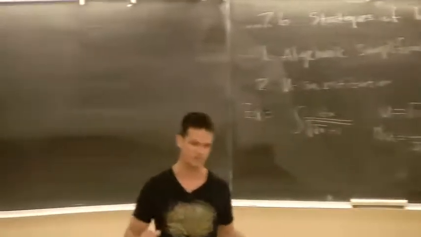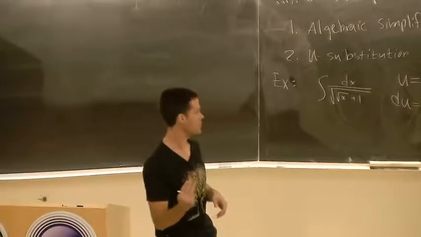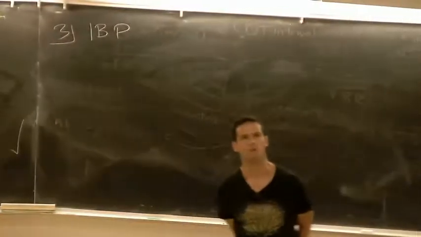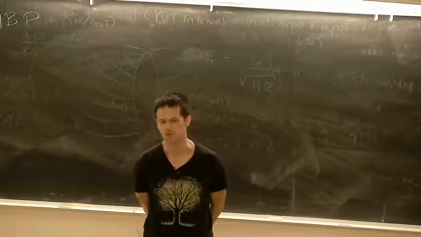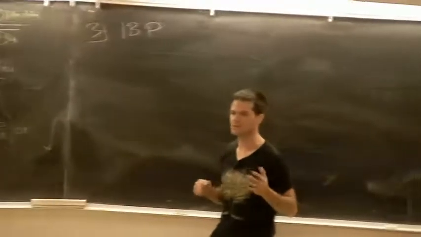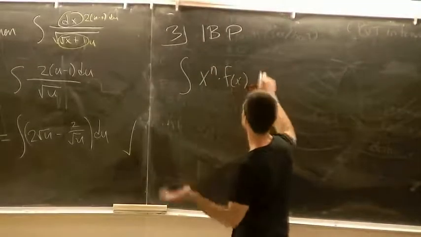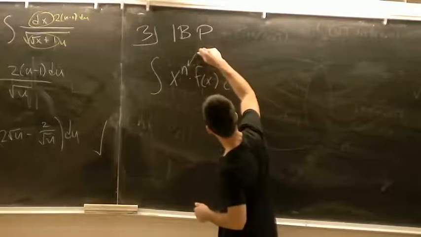So that was the second trick that we've learned, the second thing to try to attack a given integral. If that still doesn't work, if you still can't figure it out, move on to our trick number 3, integration by parts. And here's what to know about integration by parts: it's when to recognize when a problem is amenable to integration by parts. The types of problems that work best are integrals of the form x to the n times some function of x dx. Let's say n is a non-negative integer.